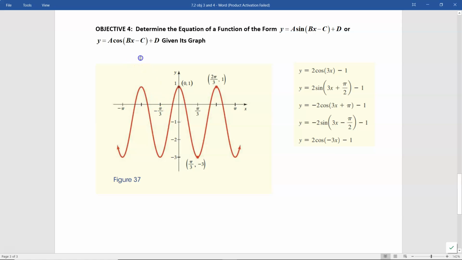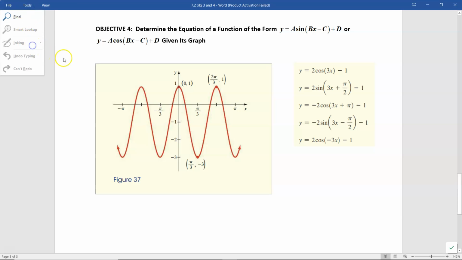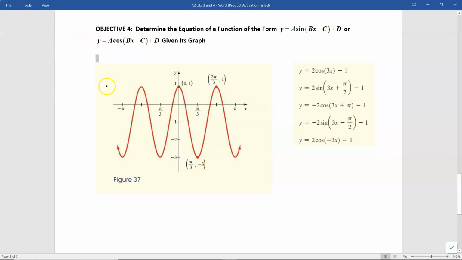So as you can see over here, we have 3 points in this graph. Sorry, for some reason the tool isn't working. Here we go. So yeah, we have 3 points right here. We have (0, 1), we have (pi over 3, negative 3), and we have (2 pi over 3, 1).